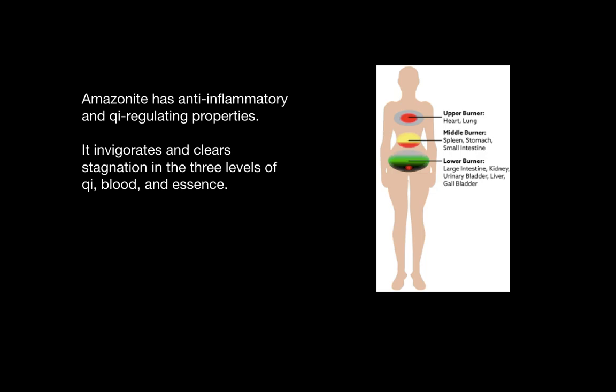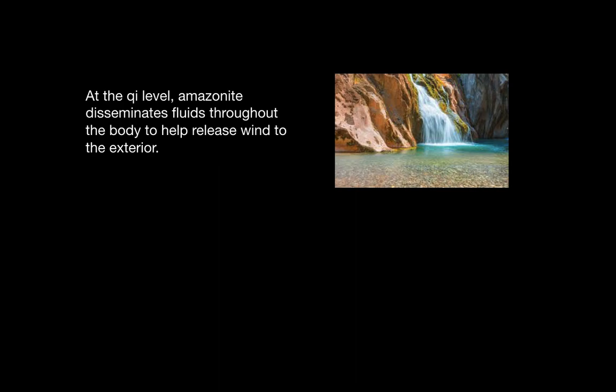It moves and clears stagnation in the 3 levels of the qi, blood, and essence. The essence level is located in the kidneys. The blood level is located above the kidneys, and the qi level is located in the upper region. At the qi level, Amazonite disseminates fluids throughout the body to help release wind to the exterior.